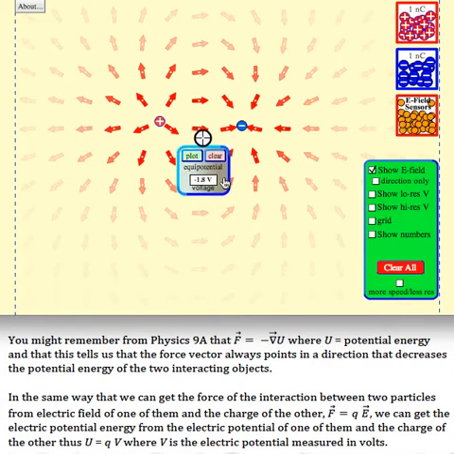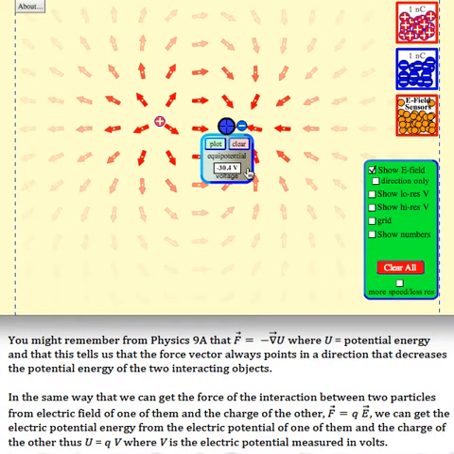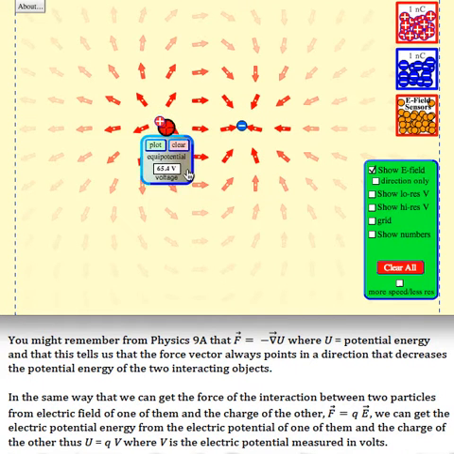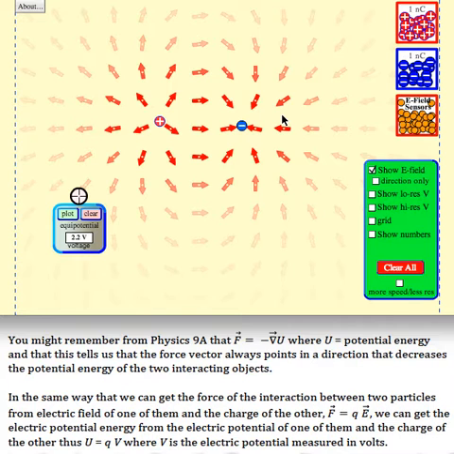Probably won't be surprised to find out that in the middle, it's 0. It gets bigger as you go toward the positive charge. It gets smaller than 0 if you go toward the negative charge. The lowest electric potential here is near the negative charge. The highest is near the positive charge. So that's the relation between electric potential, energy, and forces.